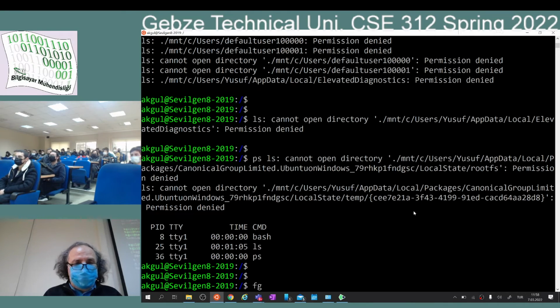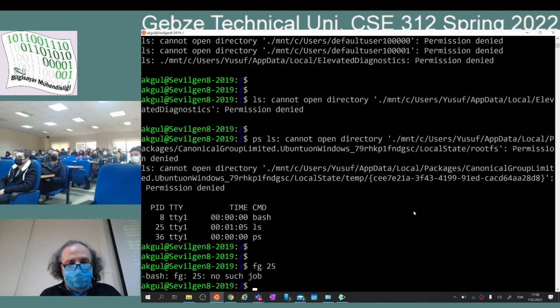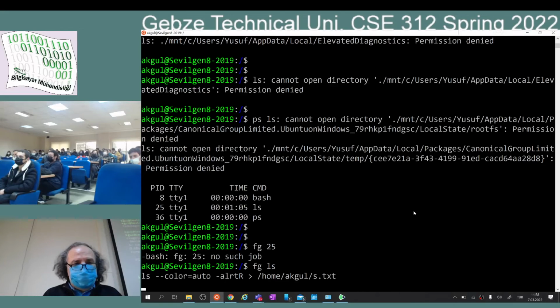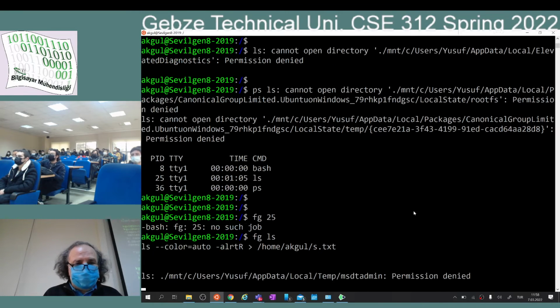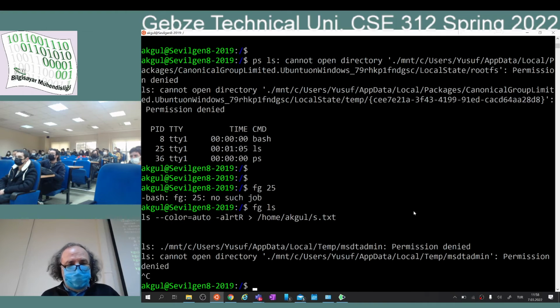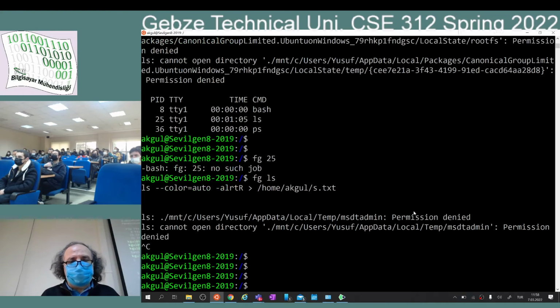Okay, you say foreground 25. No such job. Well, it is there. fg, foreground ls. Yeah, see, I brought it to the foreground, but there is no way that I can change its standard error message to somewhere else. Anyway, I'm going to kill it now. I killed it, so it is not running anymore.